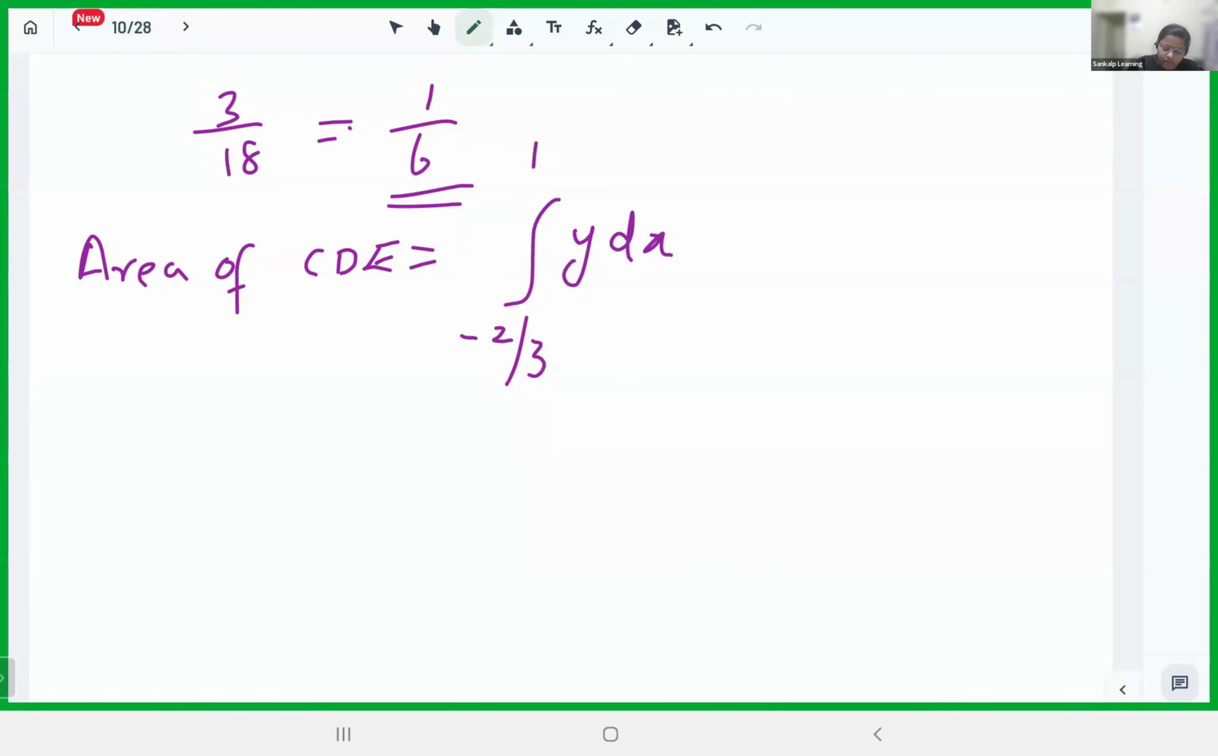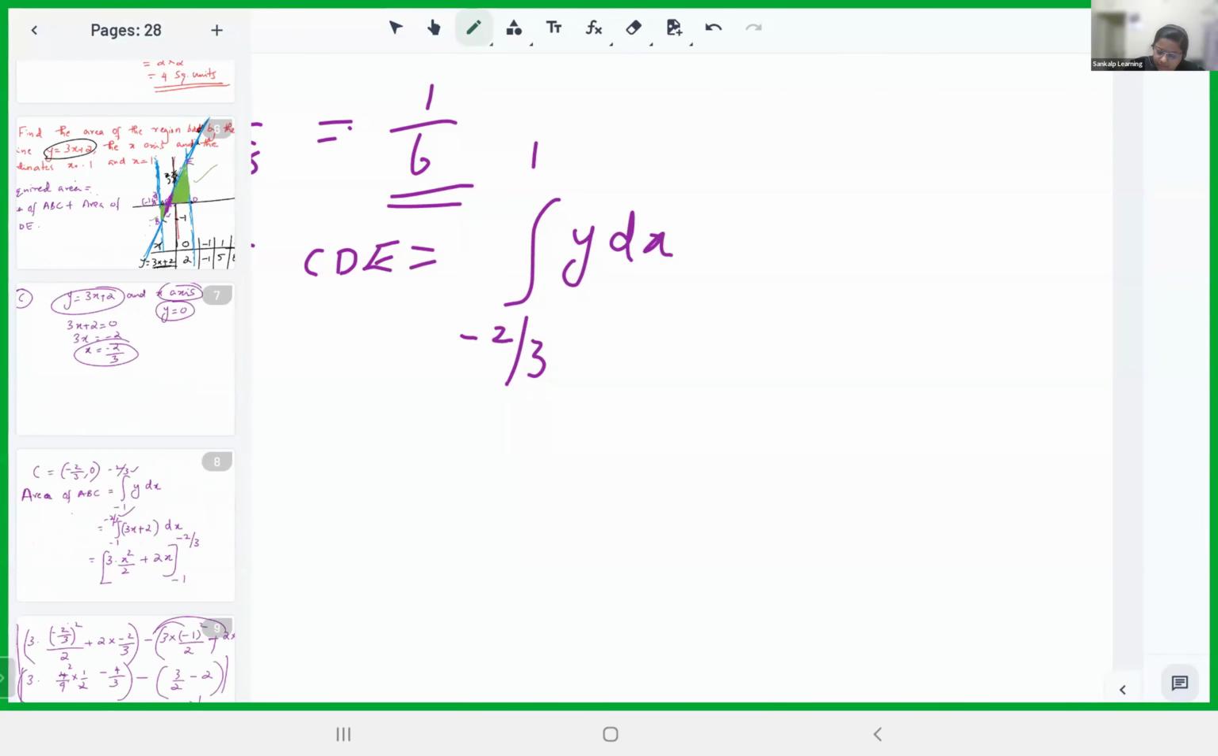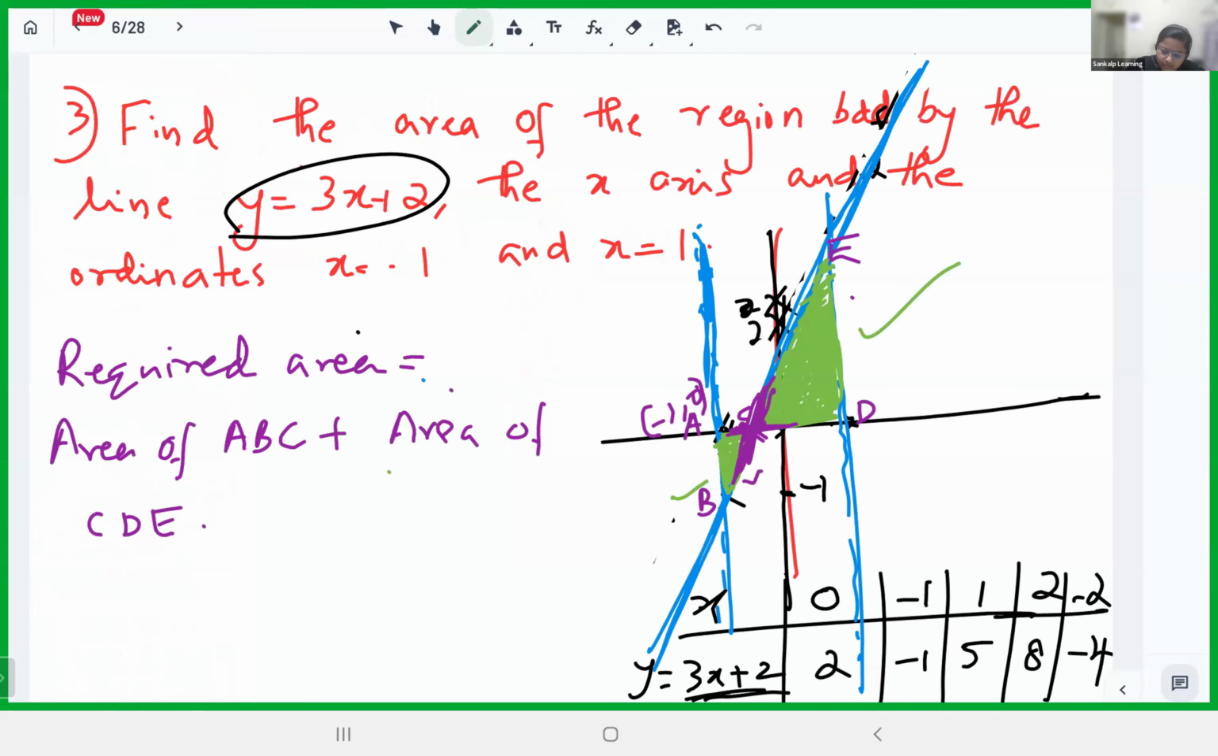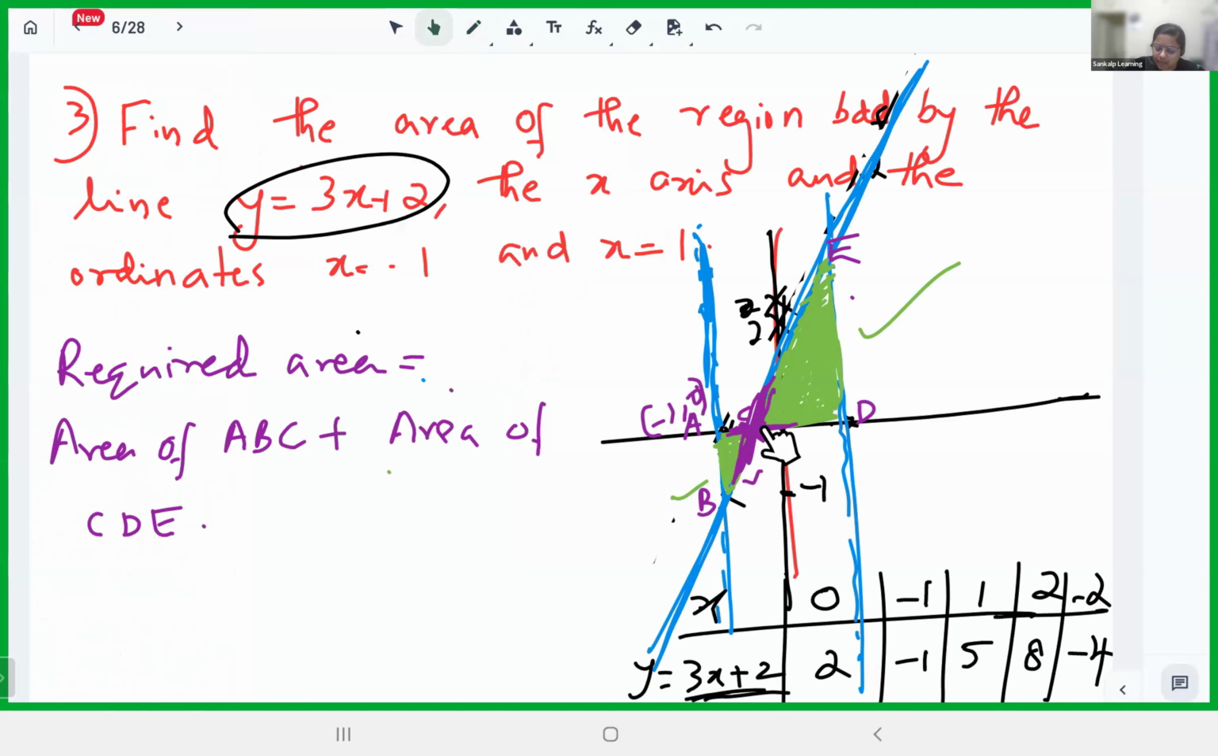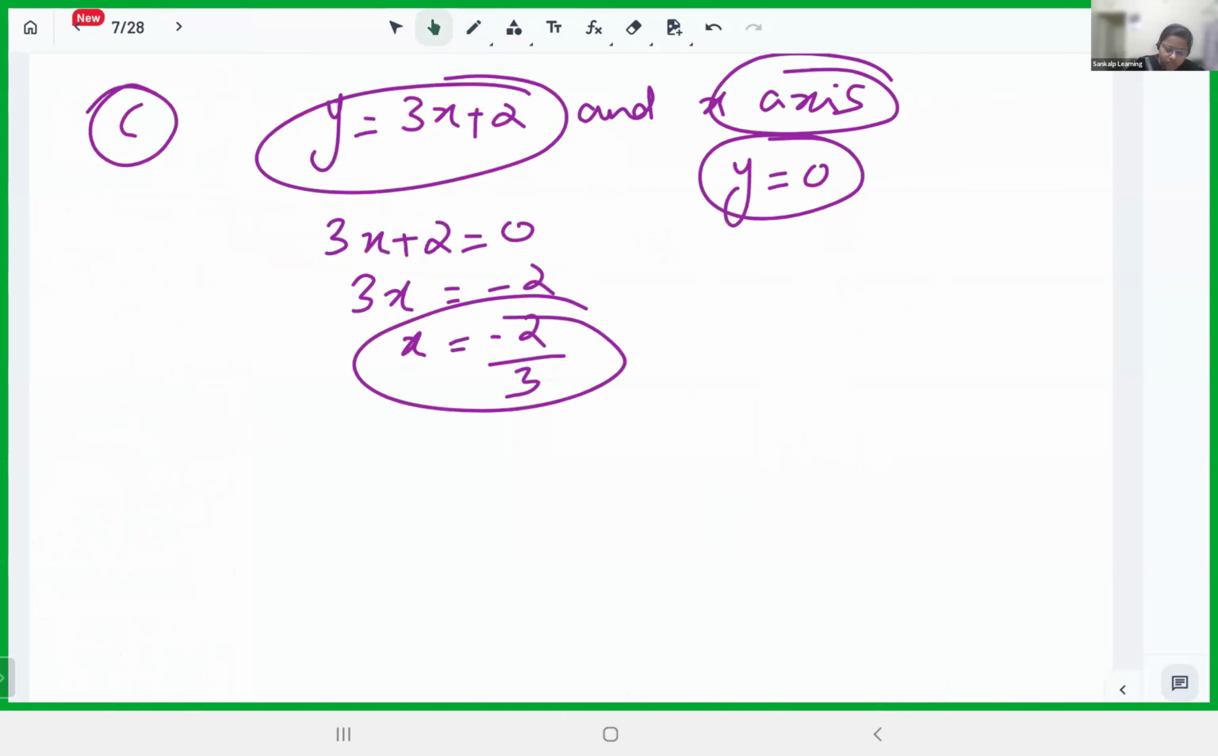Here, if you observe the graph, you can see that it is varying from minus 2 by 3 to 1, and this is bounded by the curve y is equal to 3x plus 2. Alright. So that's why I wrote it like this.